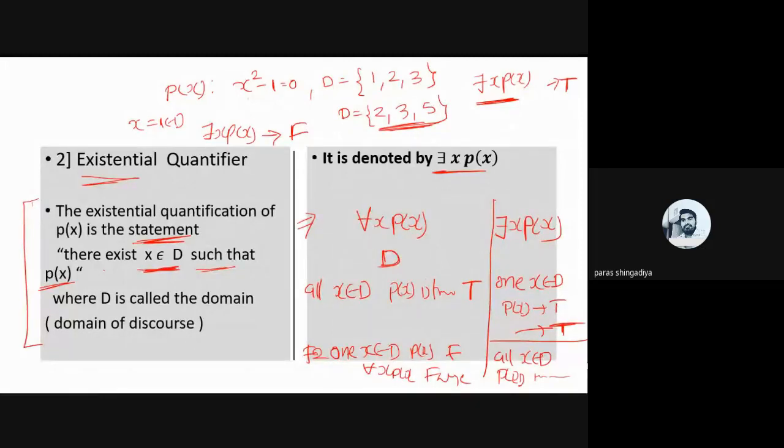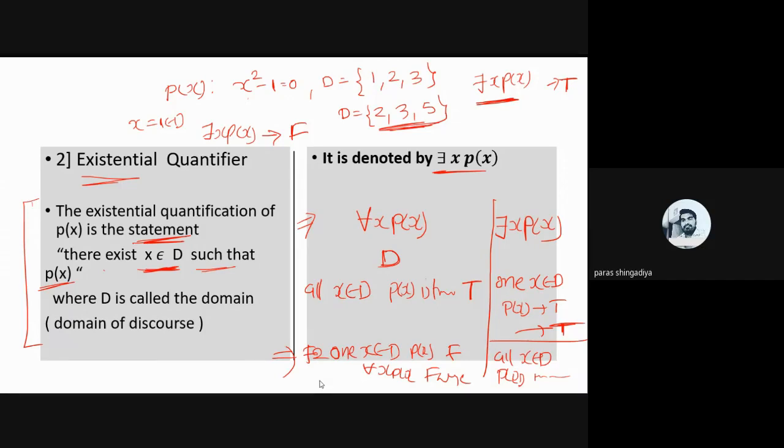Universal quantifier will be true for all x belongs to D if P(x) becomes true. And here existential quantifier will be true for a single x belongs to D if P(x) becomes true. Okay, and for a false case, if for a single value of the domain P(x) becomes false, then for every x P(x) will be false. And for all x belongs to D, P(x) becomes false, then the existential quantifier will be false. Okay, so this is where you can check the difference between universal quantifier and existential quantifier.